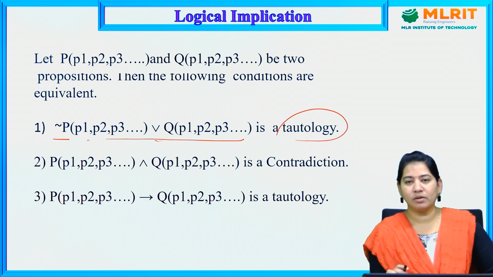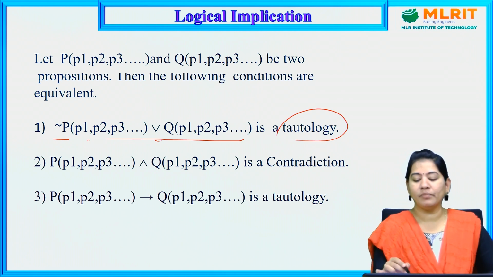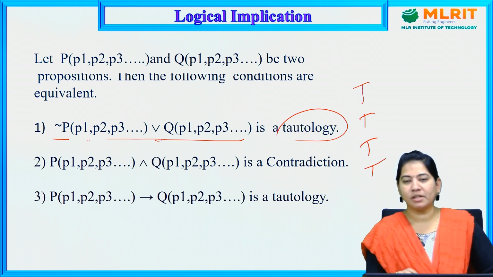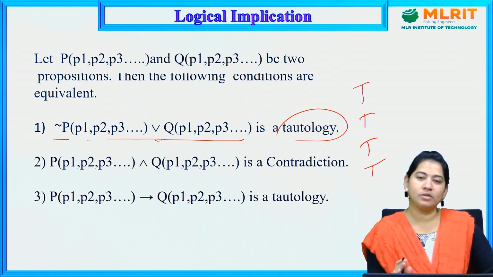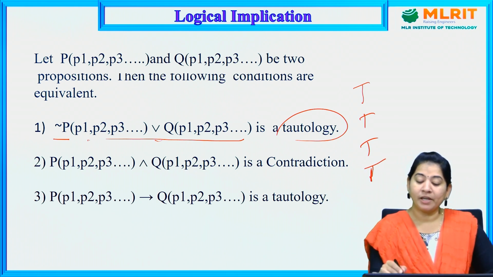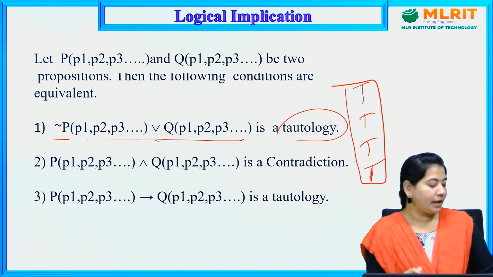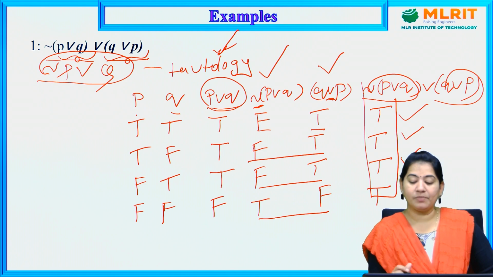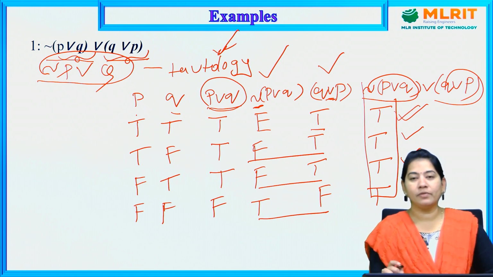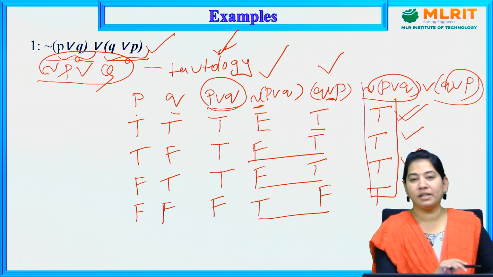What is meant by tautology? If in the last column we are getting all truths, whatever the variables, even if you have 2 variables or 3 variables or 4 variables, if the resultant column is all truths, then we can say that it is called a tautology. So here we got all 4 truths, so we can say that negation P or Q is satisfying the condition.